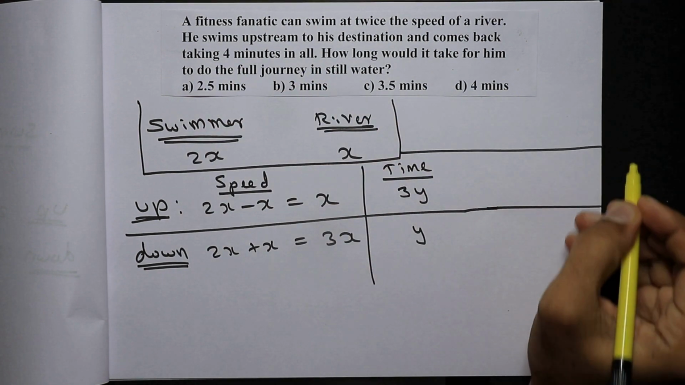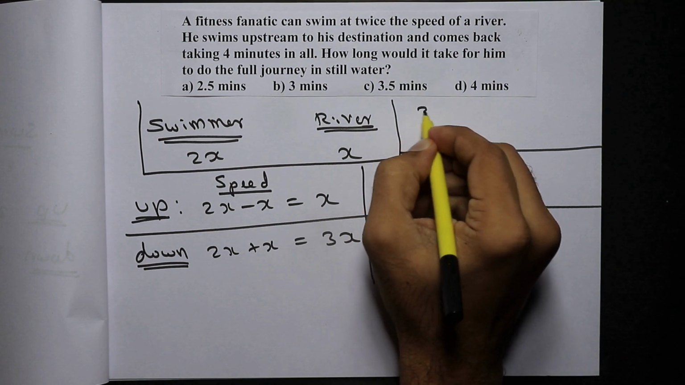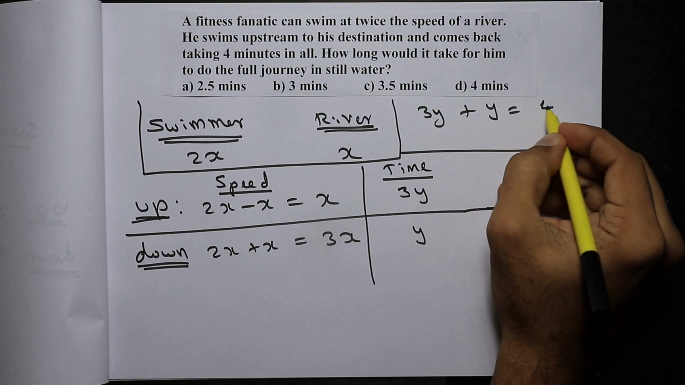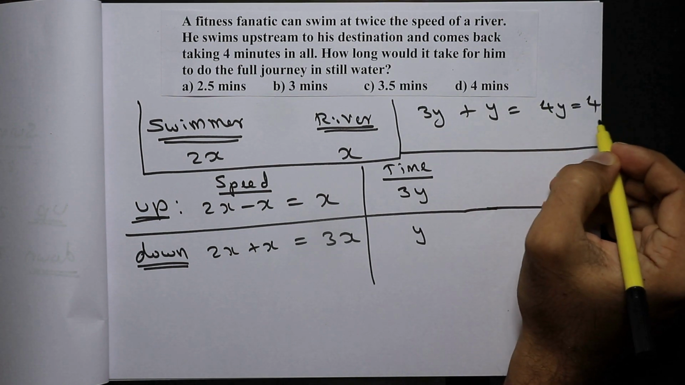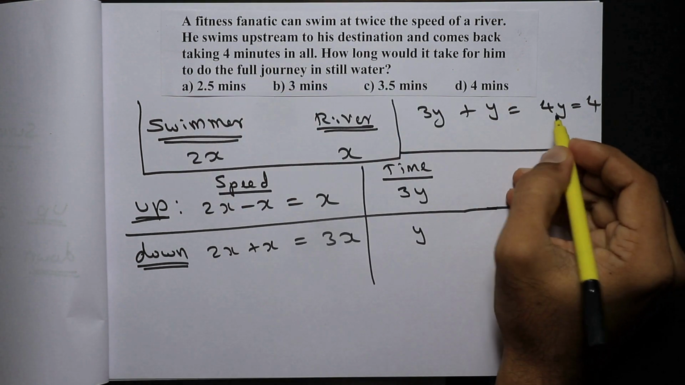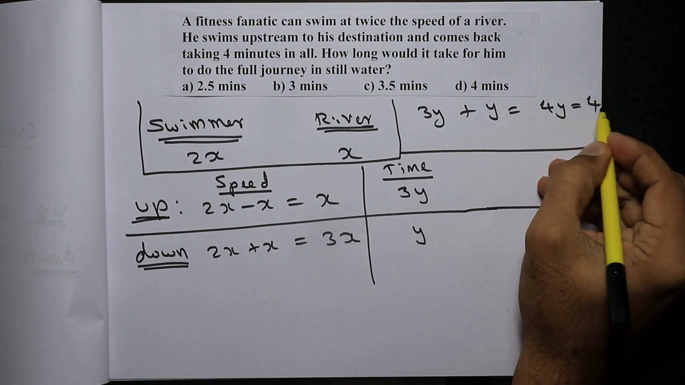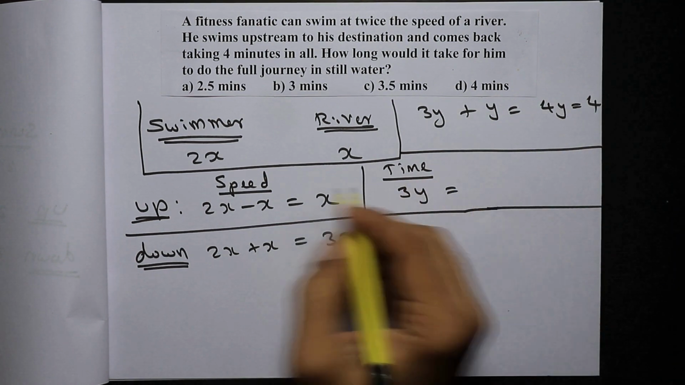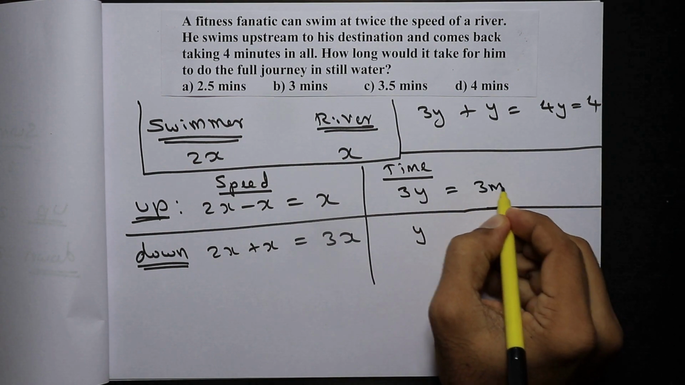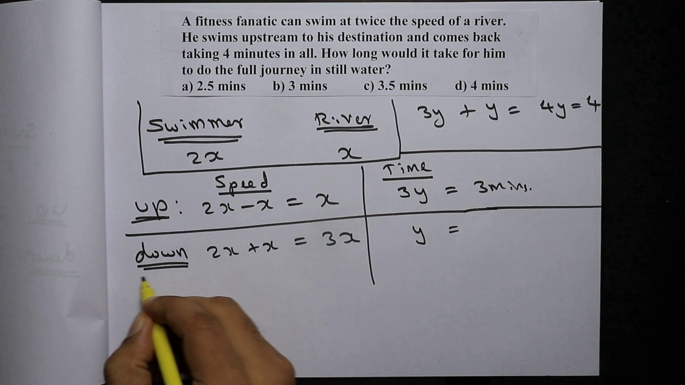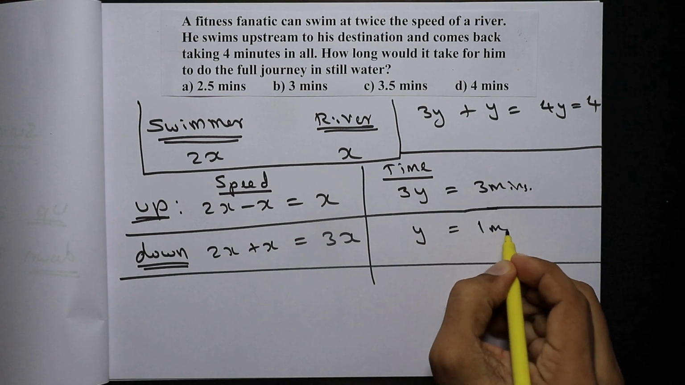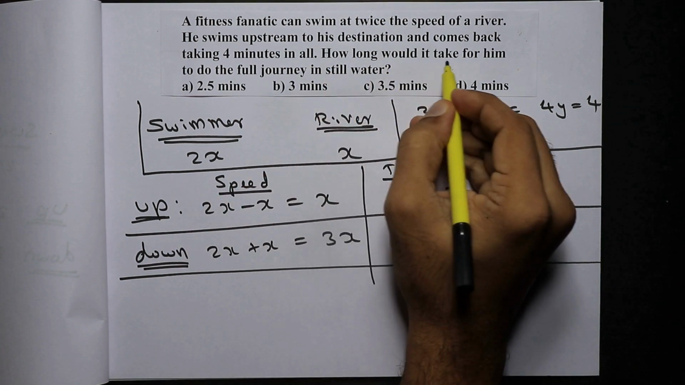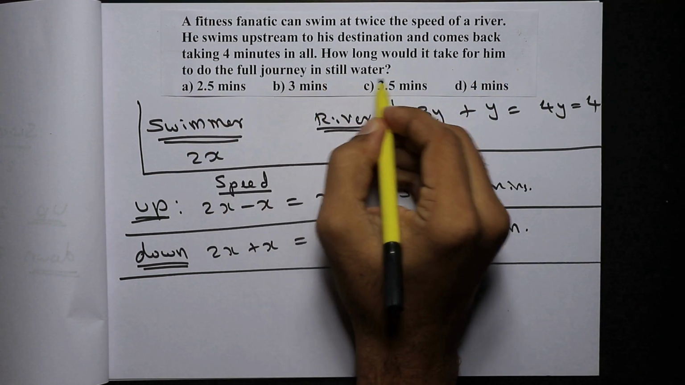So we'll just solve it here. This is the time required for upstreaming, that is 3y, and this is the time required for downstreaming, that is y. And the total time is 4y, and that is equal to 4. So altogether he takes 4 minutes, from which you will get y is equal to 1. 4y is equal to 4 minutes, or y is equal to 1, which means that the actual time for upstreaming can be taken as 3 minutes, and the actual time for downstreaming can be taken as 1 minute, because y is equal to 1. Now how long would it take for him to do the full journey in still water?